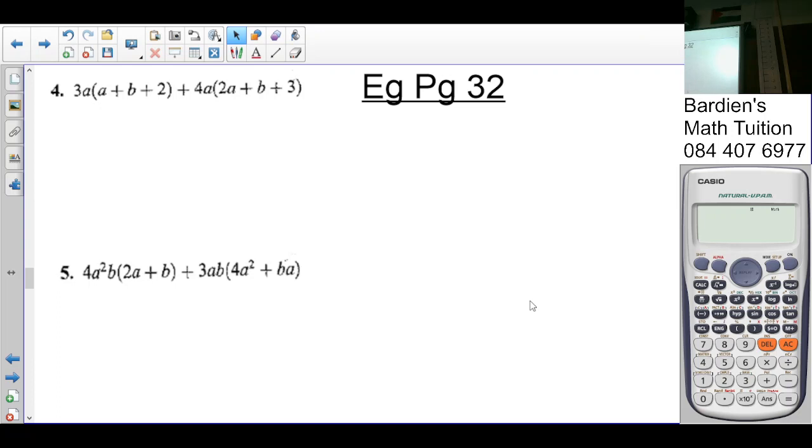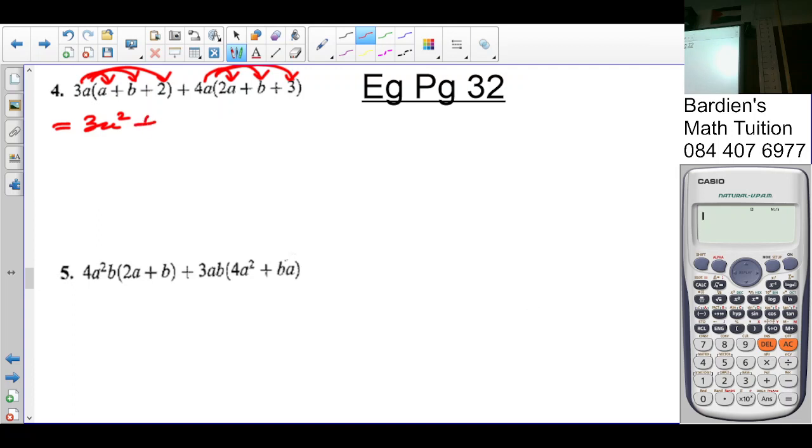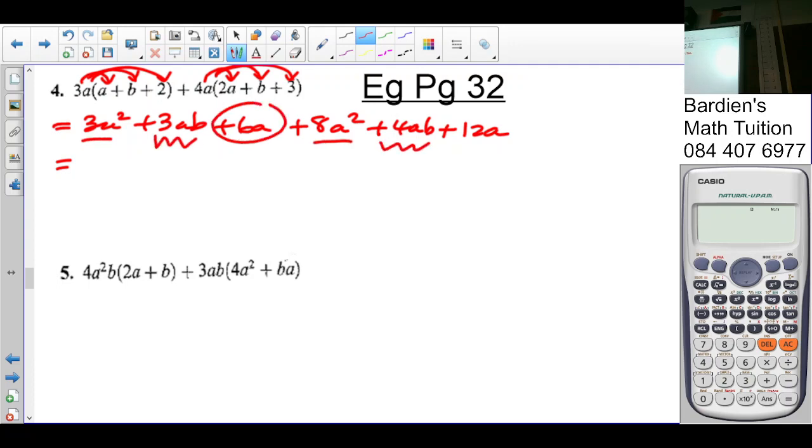Okay? So we're going to first say 3a times a, 3a times b, 3a times 2. 4a times 2 is 8, 4a times b, 4a times 3. Yes, 3a squared is correct. Plus 3ab is correct. Nice. Right, now what? Like terms. Carry on. Those two are like terms, those two are like, and 6a with 12a.